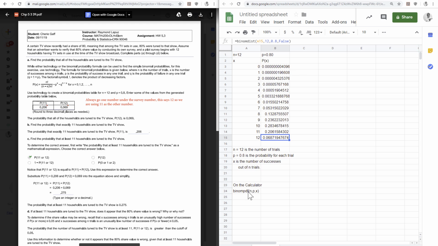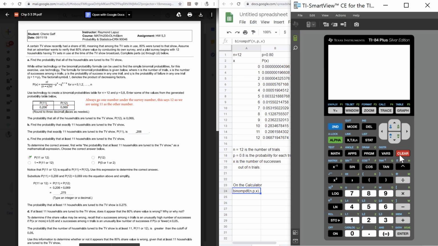Now on the calculator, the order is a little bit different. In the calculator, you would type binomPDF, then N, then P, and then X. So if you take out your calculator, binomPDF is under distributions, DISTR. So I'll press second function and VARS. And then I have a bunch of distributions to choose from. In this case, you're going to choose binomPDF. Now there's PDF and CDF, so you want to choose PDF for this first one.